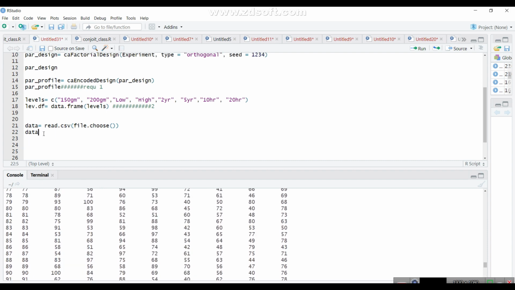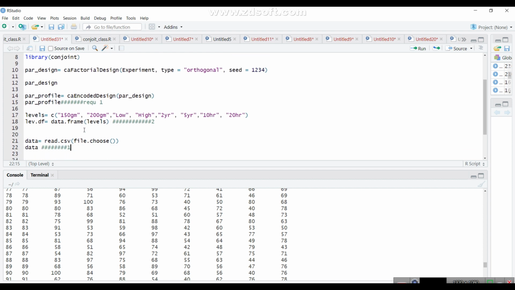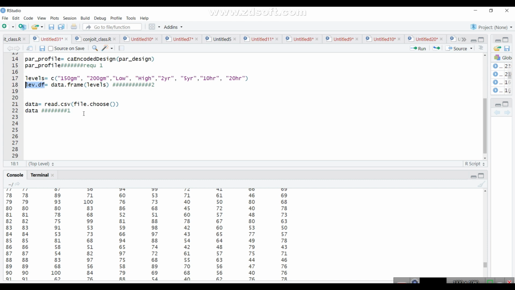So this is my third requirement. Always remember that you don't need to create experiments here. You can create these objects, for example, the partial design, the partial profile, and the left.df object, in your Excel sheet, and then import them.